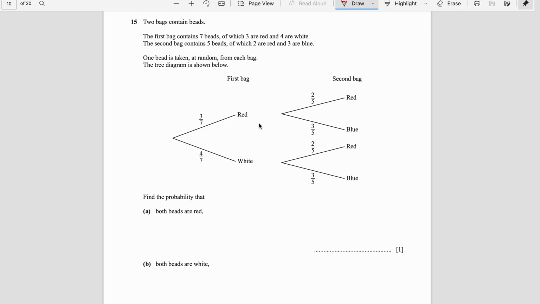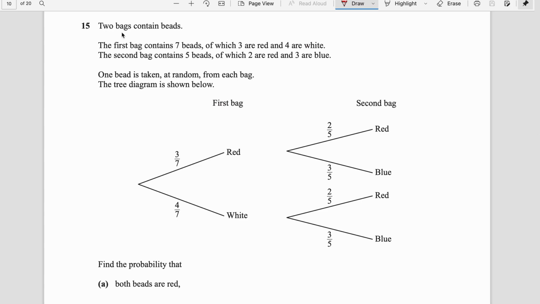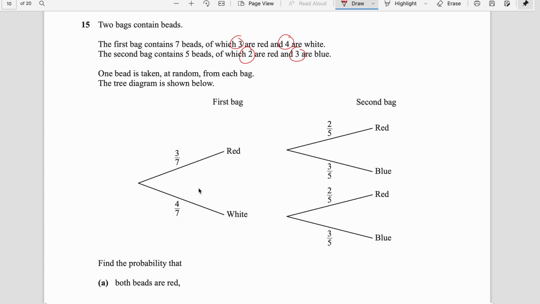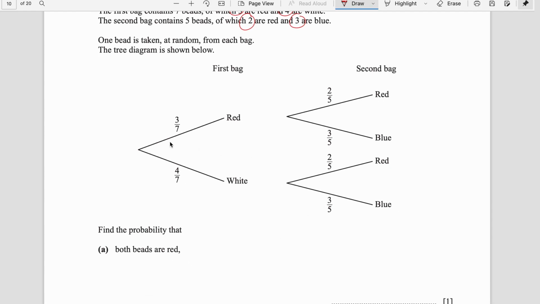Question number 15, probability. Two bags contain beads. The first bag contains 7 beads, of which 3 are red and 4 are white. The second bag contains 5 beads, 2 are red and 3 are blue. One bead is taken at random from each bag. The tree diagram is shown below. Find the probability that both are red.